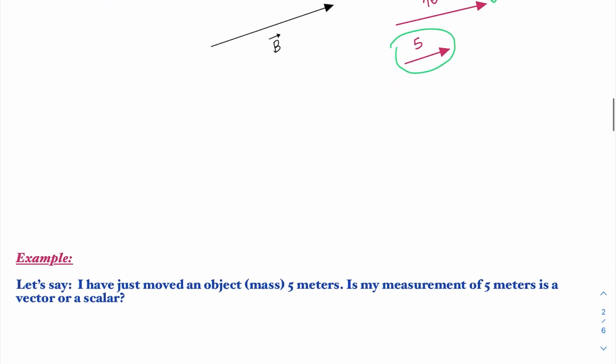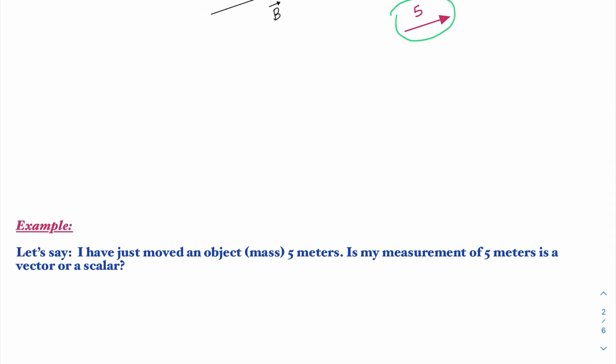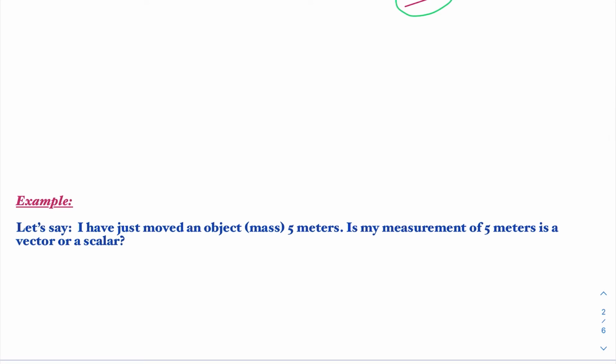So let's have a look at the example below. Let's say I have just moved an object, a mass, 5 meters. Is my measurement of 5 meters a vector or a scalar? As you see in this example, there is no direction. No direction is mentioned, therefore it cannot be a vector. So this measurement is a scalar.